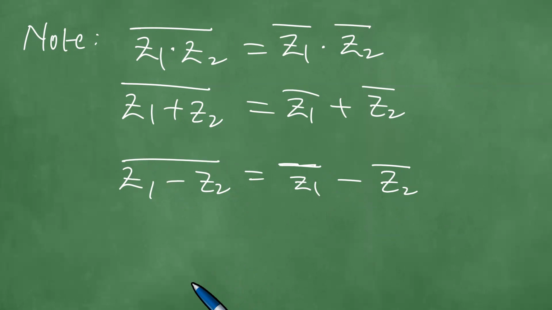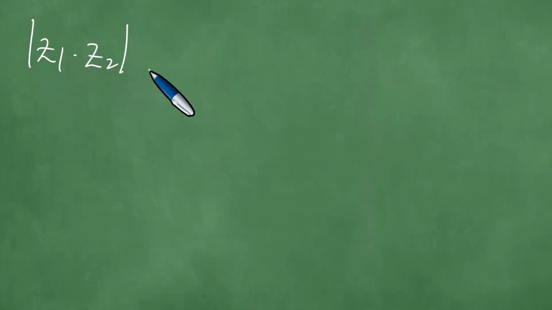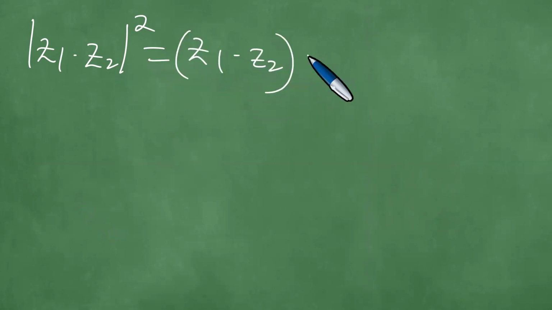But now let's prove the product law of the moduli. In other words, if you have the modulus of Z1 Z2, what is this? Well, it is the product of the moduli, but let's prove this. To prove this, we square these things, because if you square these, then we can be able to write this. These are products, they're not differences, in case somebody thinks.